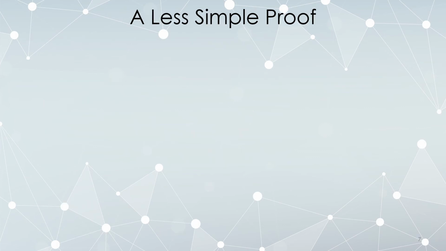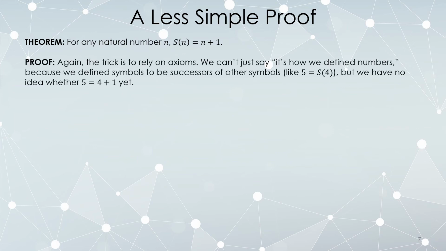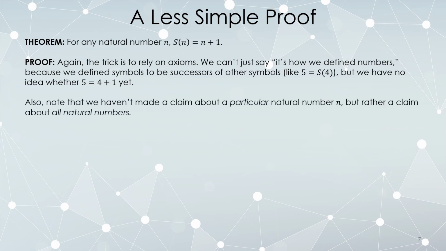Okay, let's work on something that's a little less straightforward. The successor of n is always n plus 1. Of course, many of us had already noticed that's what the successor function did, but it wasn't actually declared as an axiom. Instead, we can now prove it. So while we do know that 4 plus 1 is a number and 12 plus 1 is a number, we don't really know formally what they are yet. Also, we have not made a claim about a specific n.